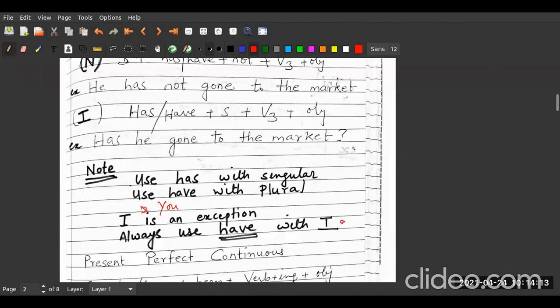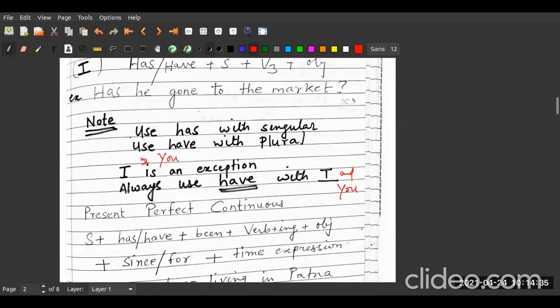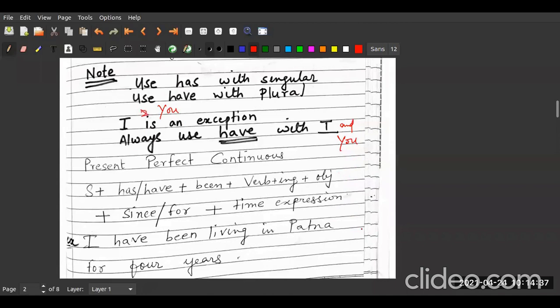With I and you. So this you can add if you have written the notes in your copy. So you note this down. ये correction note कर लो, इसको copy में कर लेना. I and you is an exception. Always use have with I and you. So you can note it down if you have written the notes.